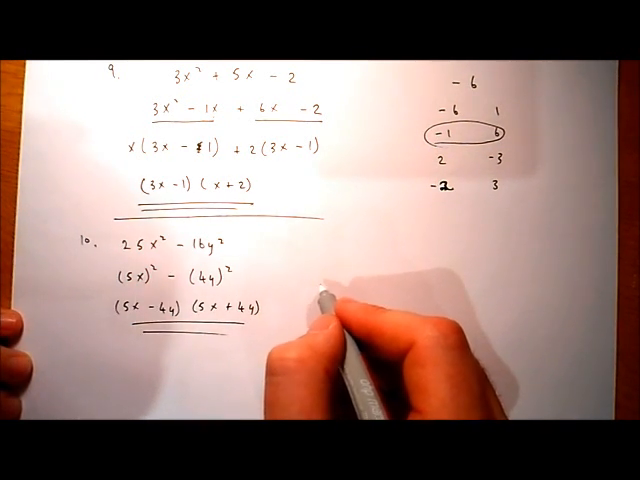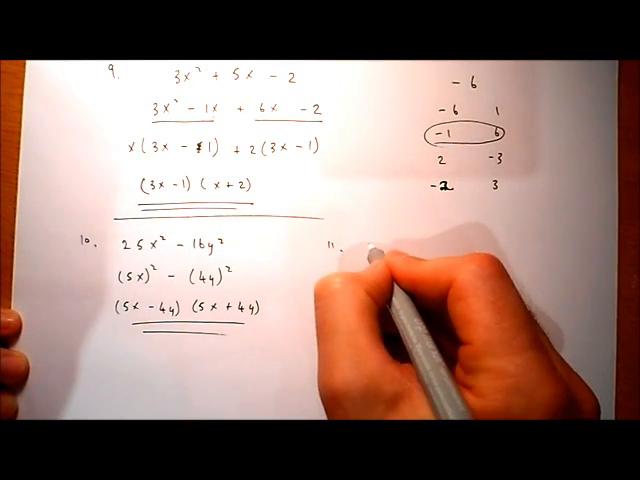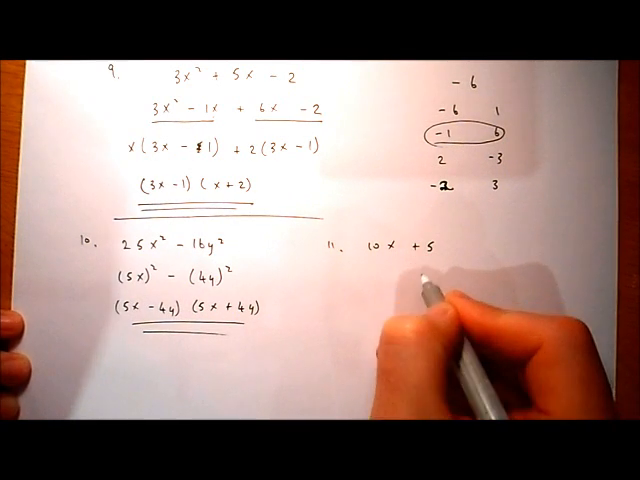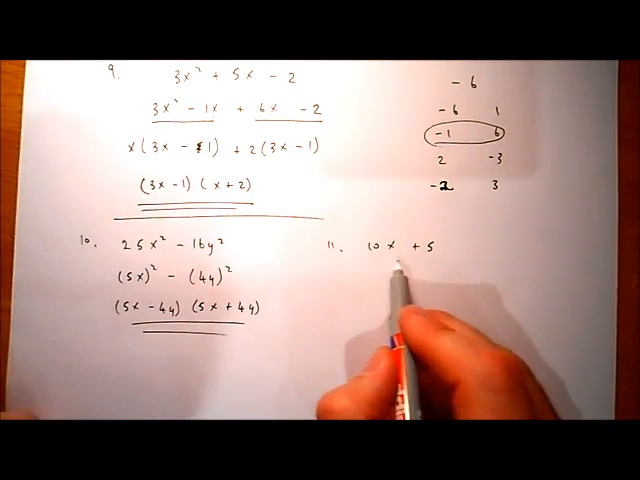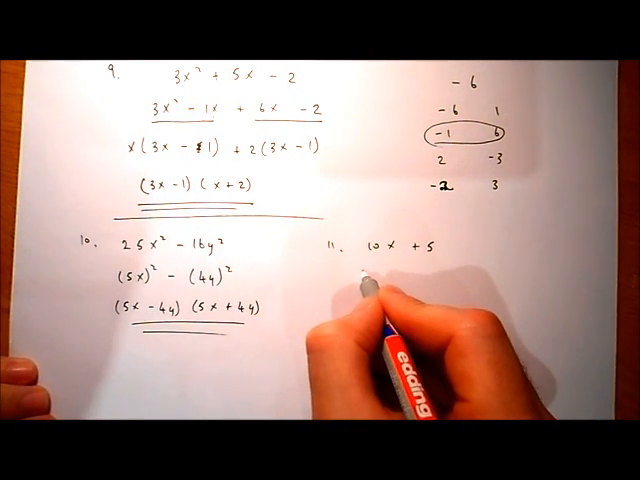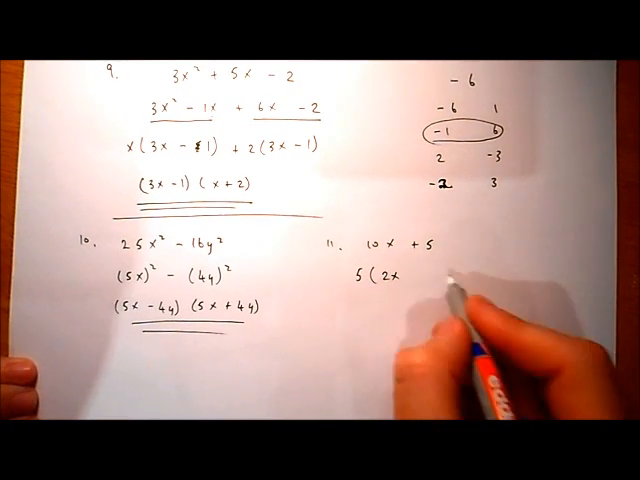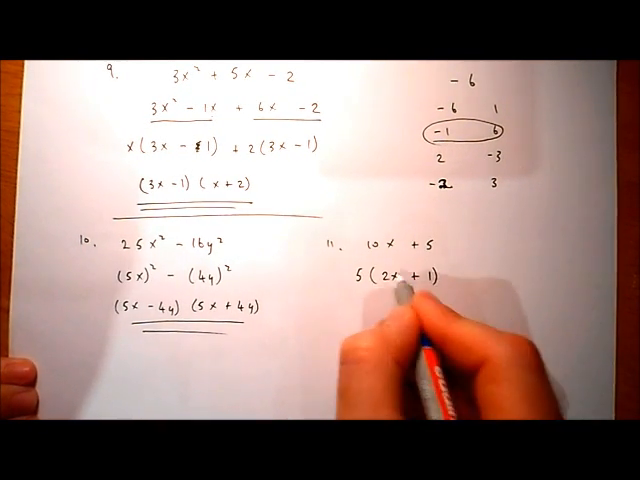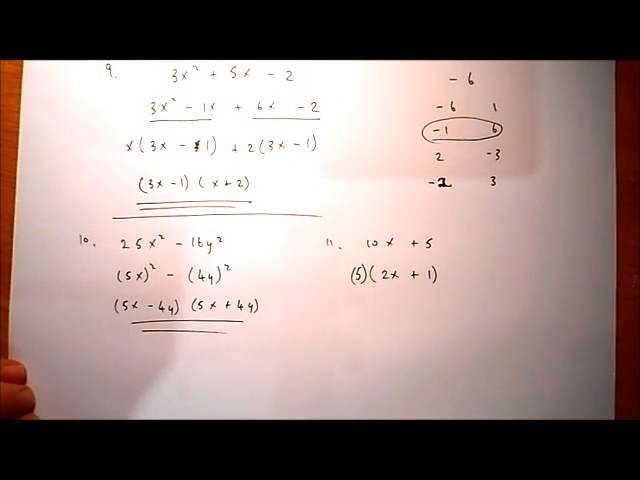And the last one, part 11, we've got 10x plus 5. So we're just going to take out a common factor, and the common factor is 5. So 5 multiplied by 2x gives 10x, and 5 multiplied by plus 1 gives 5. So the common factor is 5. 5 by 2x is 10x, 5 by 1 is 5.